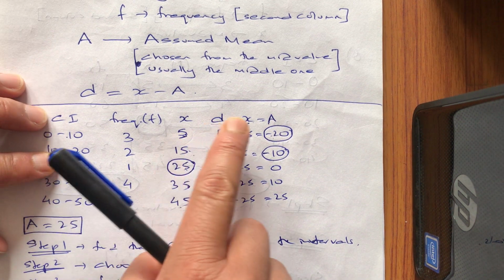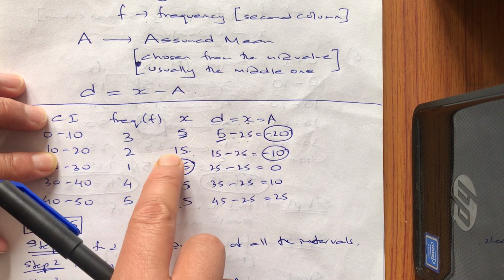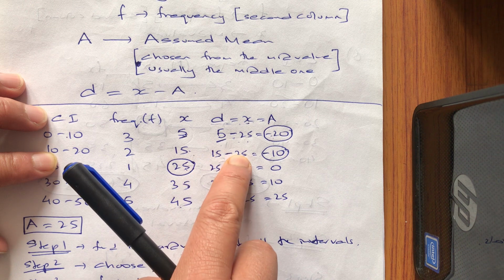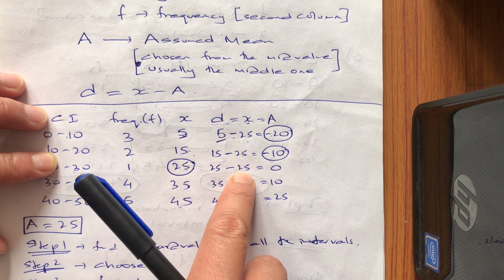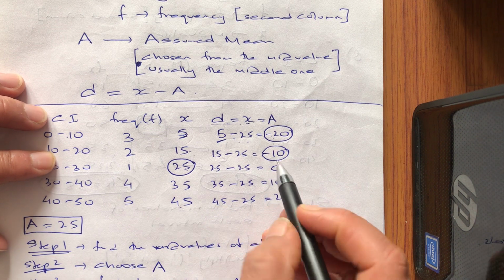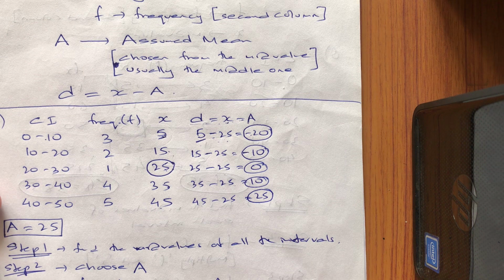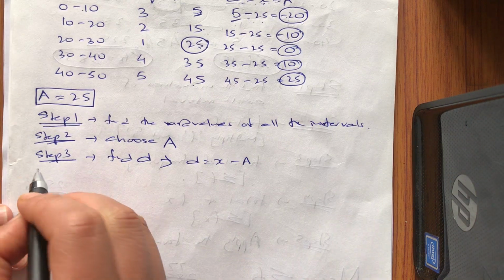Because the formula is X minus A. So the first X is 5, minus 25 is A. Next X is 15, I put that minus A. Next X is 25 minus A. Next X is 35 minus A. Next X is 45 minus A. And then we get these values for your D. Clear? And then the step 4.